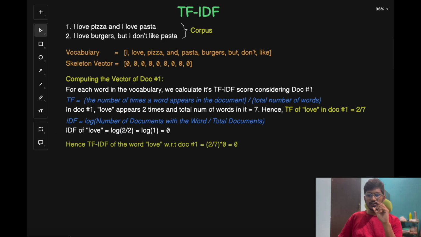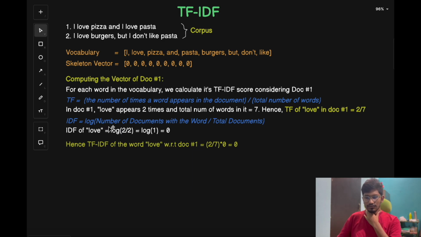Now for the inverse document frequency or IDF value. IDF tells us how rare a word is across all documents. Mathematically, the formula to calculate IDF is log of the total number of documents divided by the number of documents with the word. That means in how many documents the word is present and how many total documents we have. We take the division of both these factors and then take the log of this.